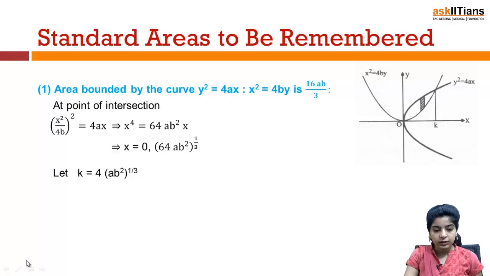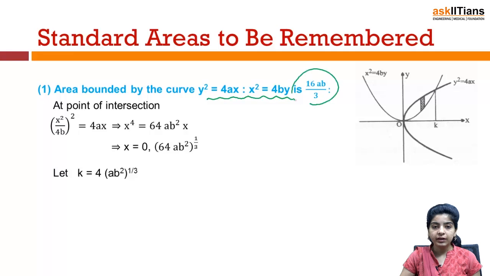So the first one says area bounded by the curve. Okay, so we have area bounded by the curve y square equal to 4ax, x square equal to 4by is 16ab by 3. So we have the curve y square equal to 4ax, this is the parabola y square equal to 4x. Then we have the parabola x square equal to 4by. These are the two parabolas, and the area bounded by these two curves, that is this area, this strip, is equal to simply 16ab by 3.